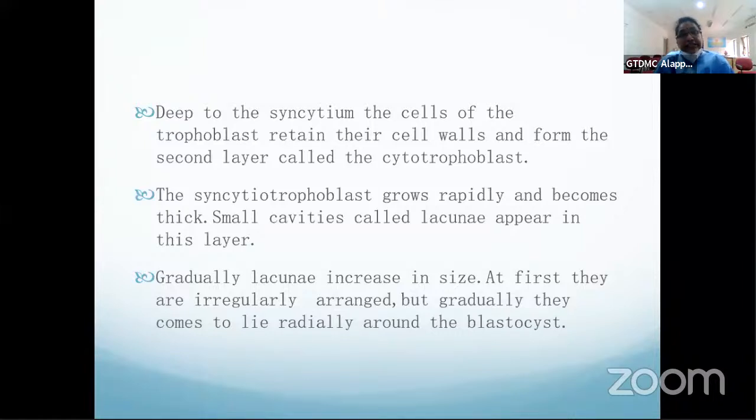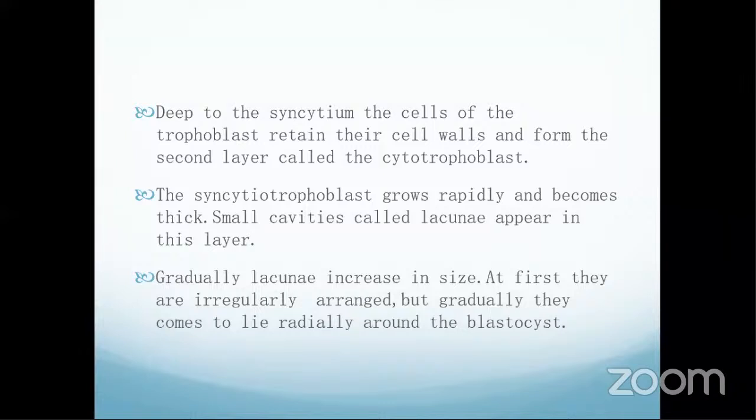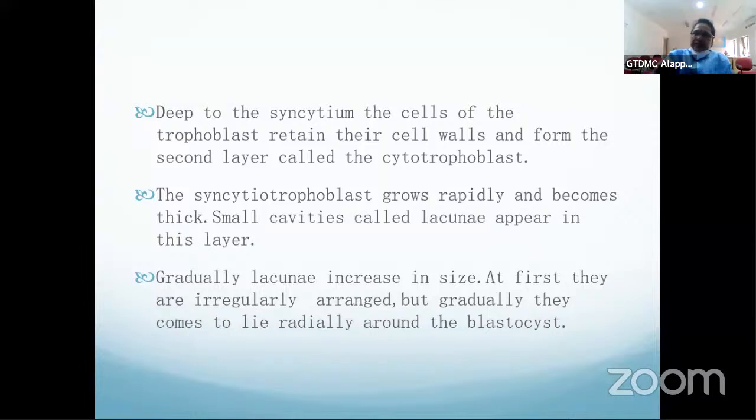After that, deep to the syncytium, the cells of the trophoblast retain their cell walls. That is, a single layer of cells retains its cell walls and forms the second layer. The first layer, close to the decidua, multiplies and loses its cell boundaries, becoming a sheet of cytoplasm and nuclei, and that is called the syncytial trophoblast. The second layer is the cytotrophoblast, deep to the syncytium. The cells of the trophoblast retain their cell walls, that is, they keep the shape of cells. It is a single layer of cells called the cytotrophoblast. So the layer of the trophoblast close to the decidua is the syncytial trophoblast, and the other one is the cytotrophoblast.